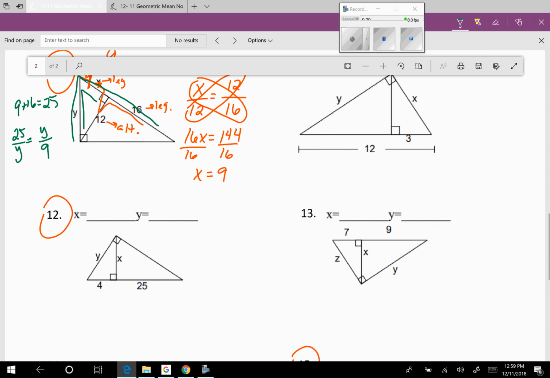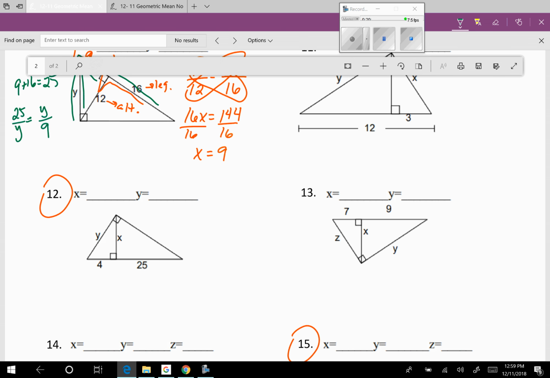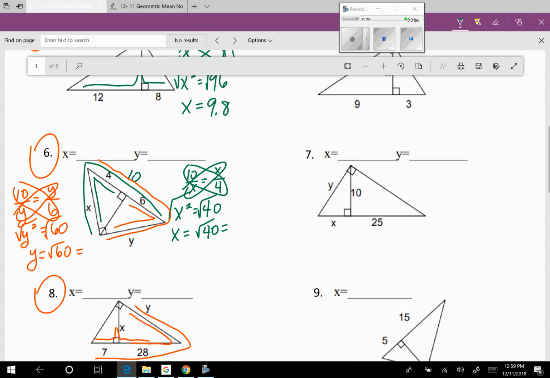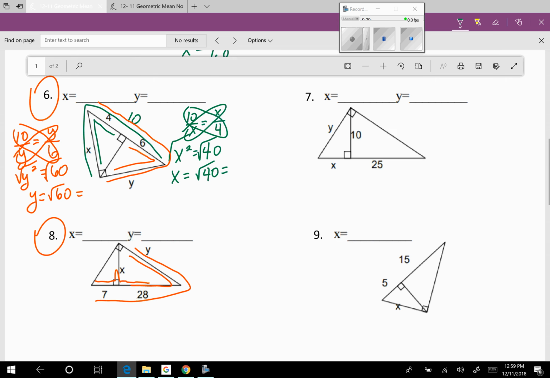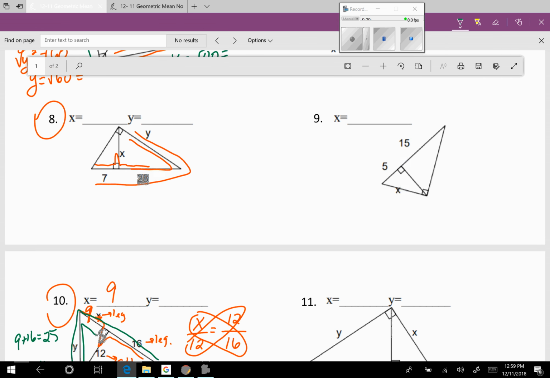So y'all don't have very many left to do on your own. You have 12, 15, 8, and 2. Okay, so do these now in class, get them done. We're turning this paper in tomorrow.